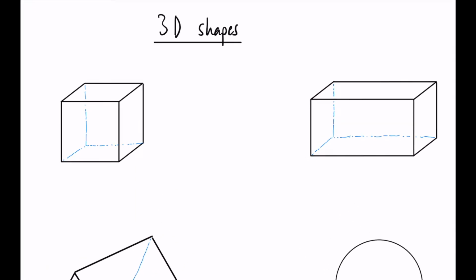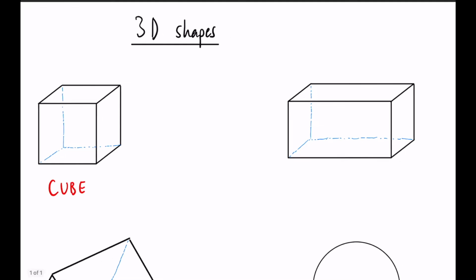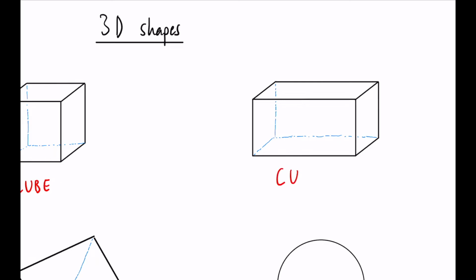So you have your bog standard cube here, and on a cube all 6 faces are exactly the same, all the edges are the same length, and everywhere has right angles. Next we have the cuboid, very similar to the cube, just a little bit stretched out. Again, most faces are either squares or rectangles, and they all have right angles.